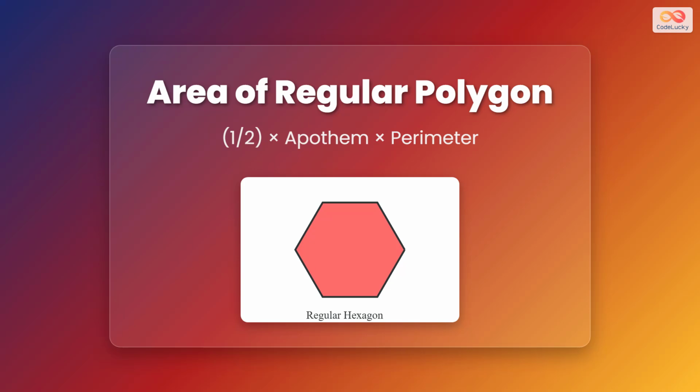Welcome to this geometry lesson. Today, we are going to learn how to calculate the area of any regular polygon using a very simple and elegant formula involving the apothem and the perimeter.